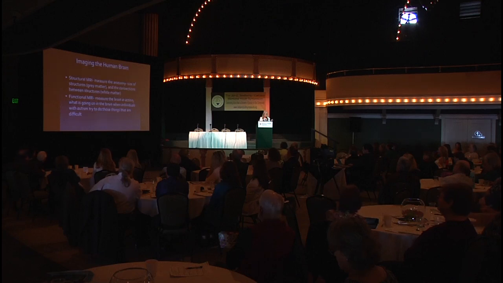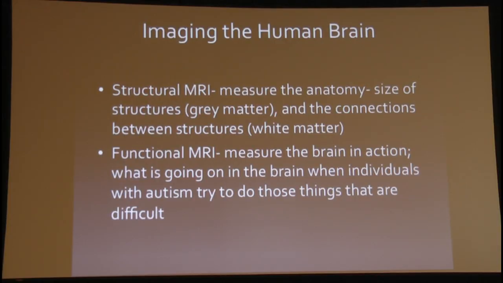Okay, so we can image the human brain in vivo using two techniques, structural MRI and functional MRI, in children. It's completely safe for children, thank goodness. Structural MRI is what I think many of you have had. It's the typical MRI. We can just take pictures of the brain and measure the anatomy. We can measure the size of structures, so that would be the gray matter, the neurons in the brain. We can measure the connections between the structures, and that would be the white matter of the brain.